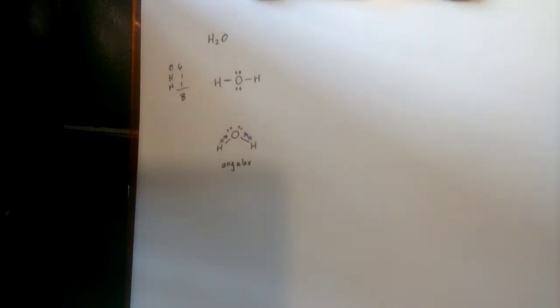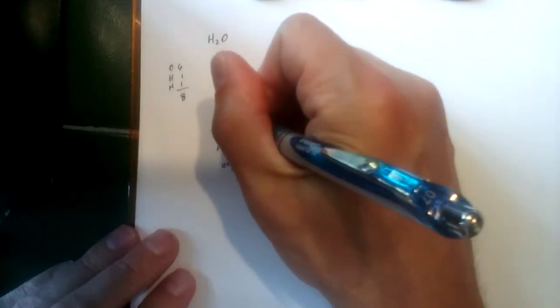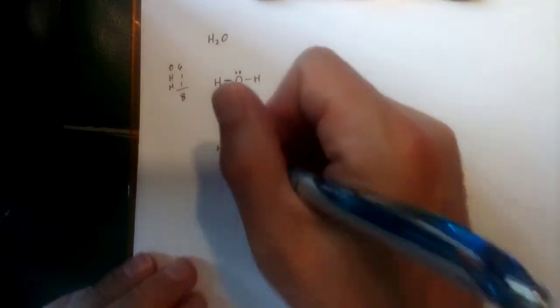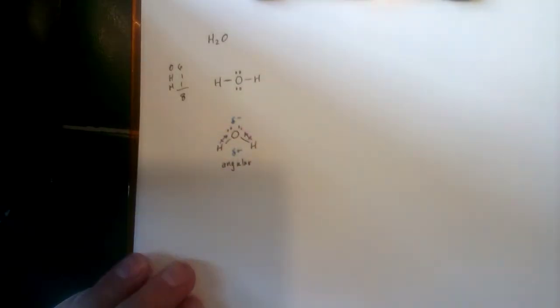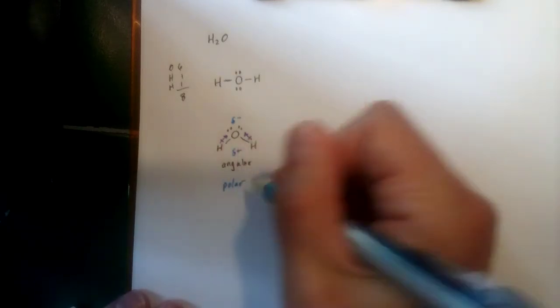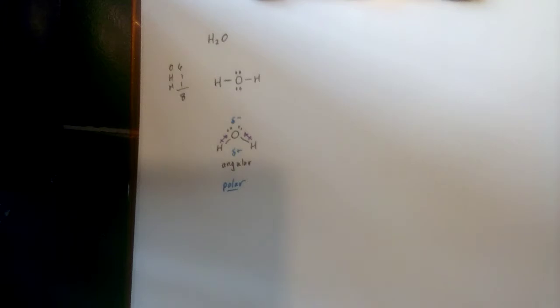And in this case, we end up with a partial negative side of our molecule on the side where the oxygen is, and a partial positive side on the opposite side, and the electrons are being pulled away from the hydrogen side, and that makes this a polar molecule, right? So water is a polar molecule.